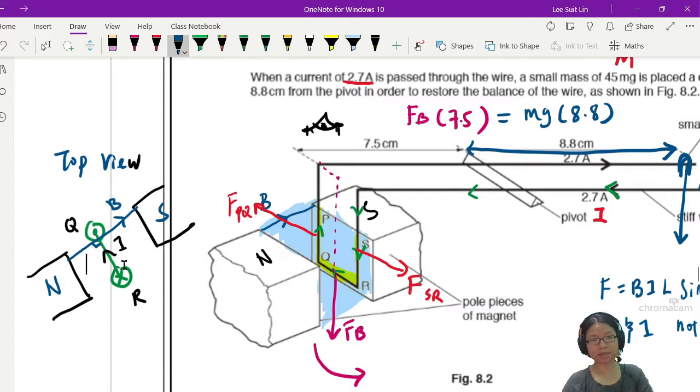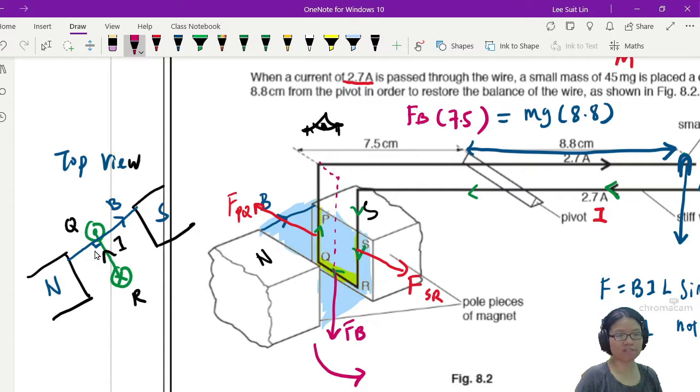Okay, then align your middle finger to the I. Your thumb should be pointing inside the paper. That's why your FB is going down. FB is going in. So this drawing is from the top. Green color is for current. Blue color is for magnetic field.